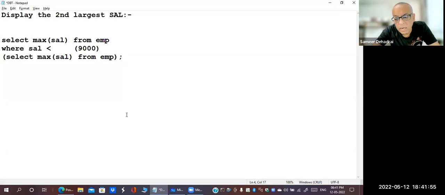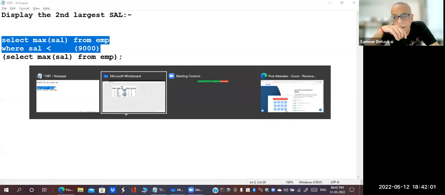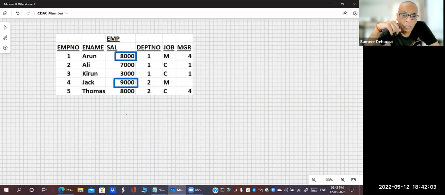Then my main query will execute. Select max of sal where sal is less than 9,000 will obviously give me the second largest sal. Are we clear? And in this way, you can find out the second largest, third largest, fourth largest, and so on.